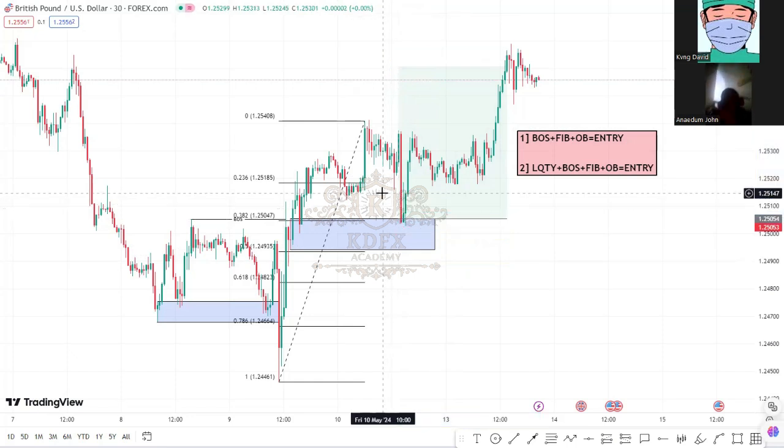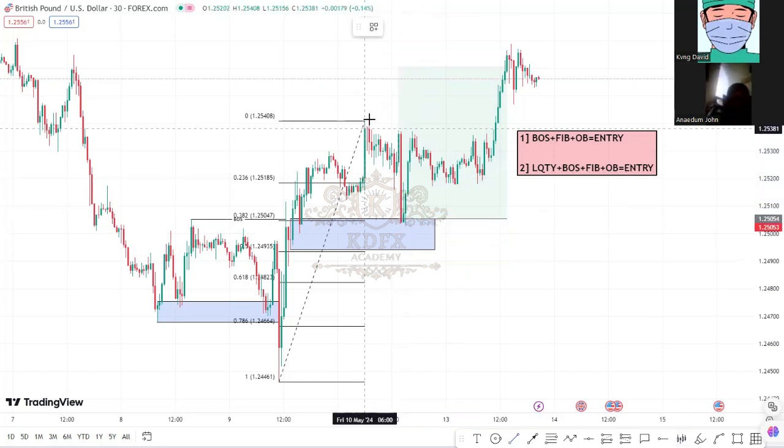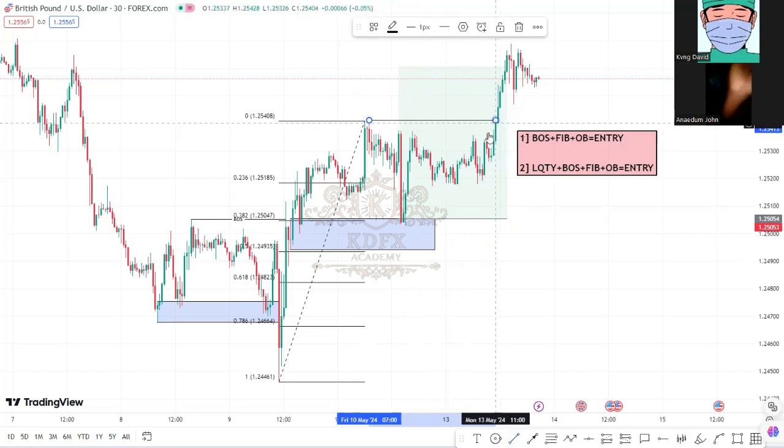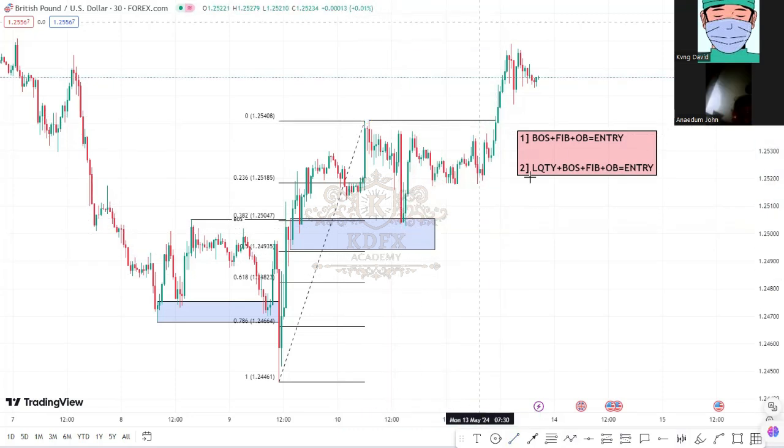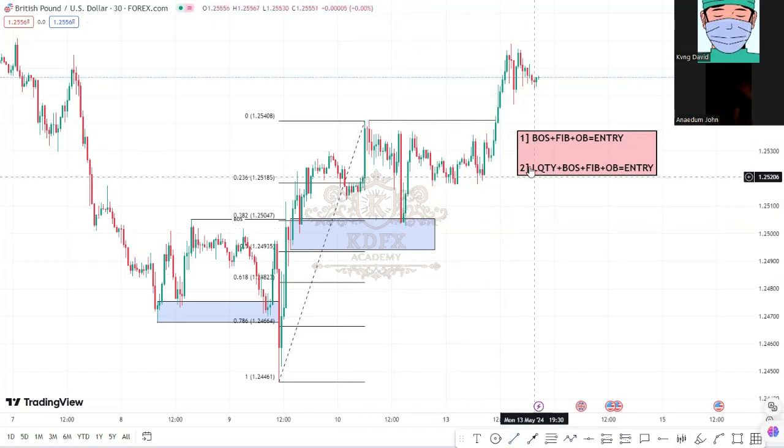So for you to now look for what to do next, this previous high here, anytime the market breaks this previous high, then you shift your stop loss again. This is the entry level, the strategy for this second entry level.